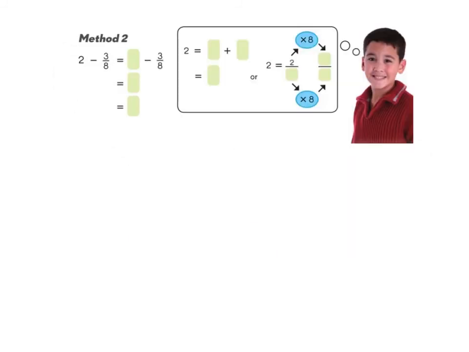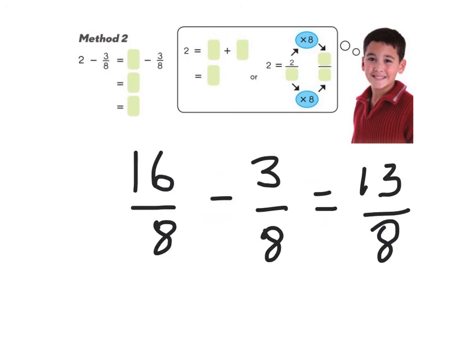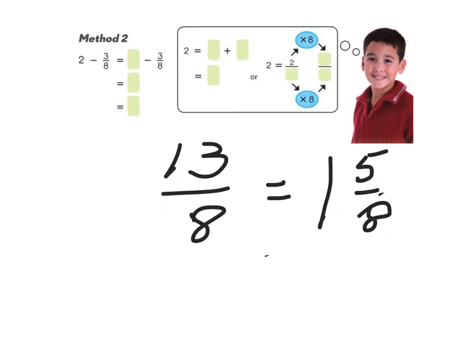Now let's look at the same problem but using method number 2. So again, we know that in this case, 1 whole is 8/8. So if we have 2 wholes, we have 8/8 plus 8/8, because that's 2 wholes, equals 16/8. So now our 2 wholes is equivalent to 16/8. So now we have 16/8 minus 3/8 gives us 13/8. And 13/8 is an improper fraction, and you know 2 different methods to convert that to a mixed number.